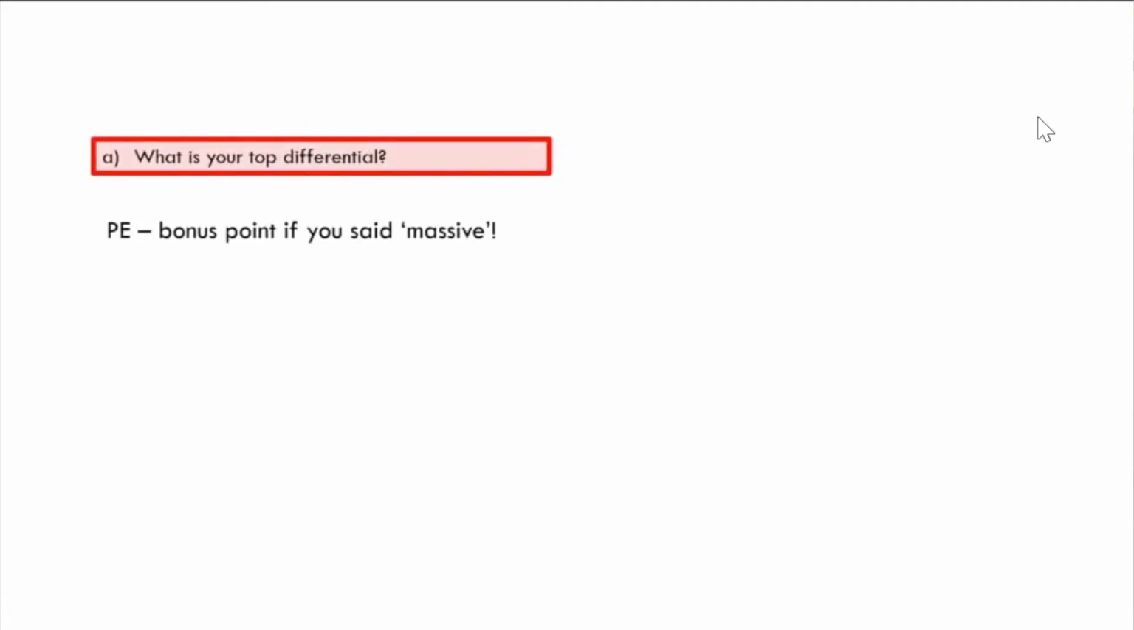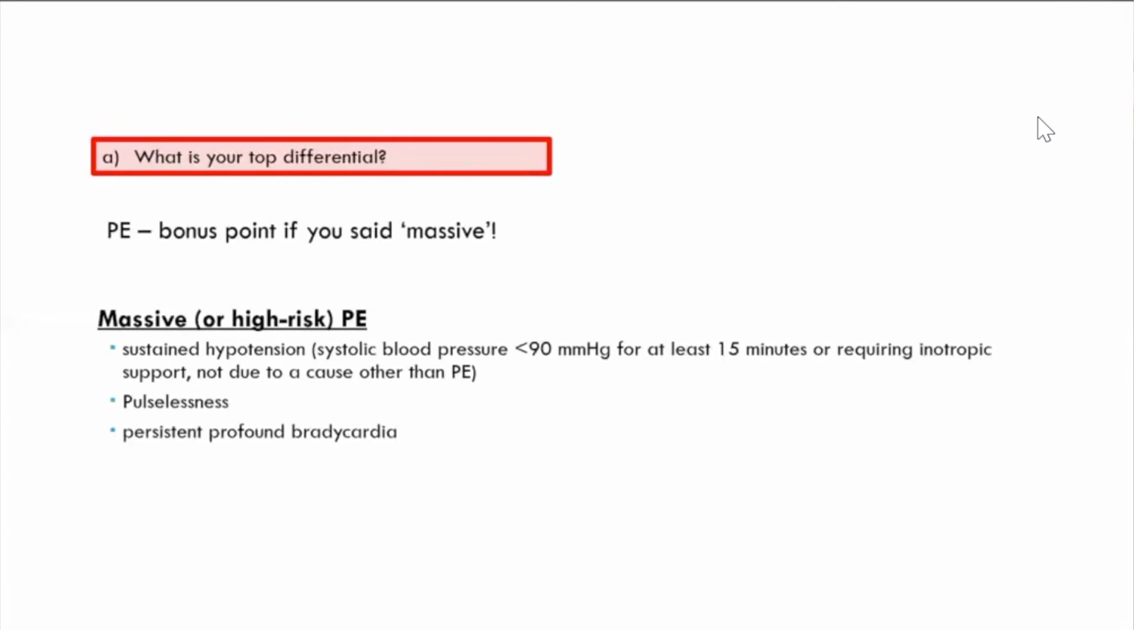PE. I just wanted to put a quick note in about the difference between, so in this context, actually, this would count as a massive or high risk PE. I know that Zia, the person that gave you the lecture, originally covered this, which is why I put this in here, and I think it's important, which essentially means a PE which is driving decompensation, so sustained hypotension, pulselessness, or a profound bradycardia. So essentially they are unstable as a result of their massive PE. That means that the PE is massive.